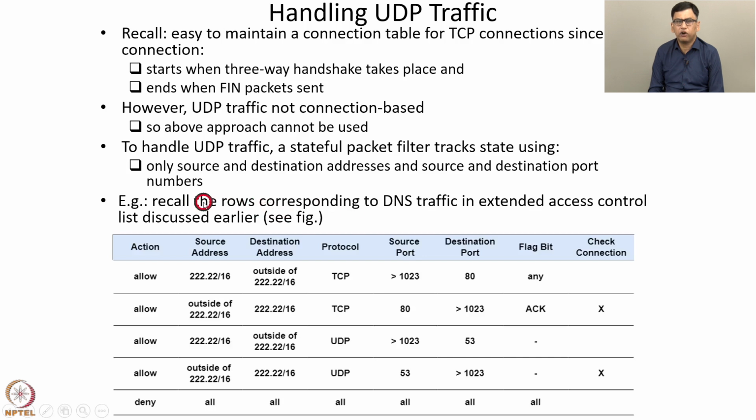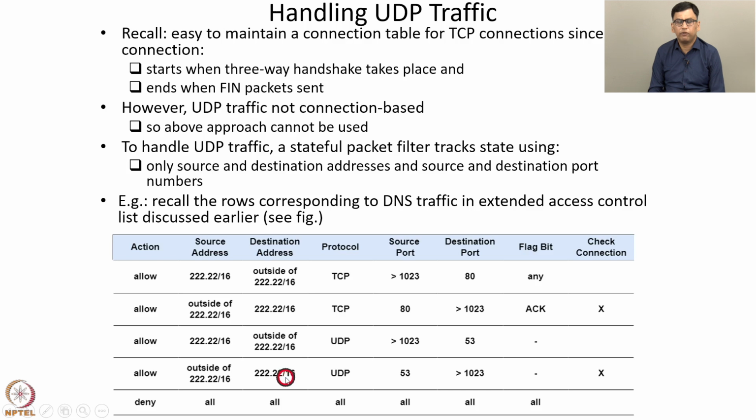So as an example, recall the rows corresponding to DNS traffic in the extended access control list discussed earlier. So these rows are the third and fourth rows. These correspond to DNS traffic. Now for this row, the table says check connection, and that can be checked as we just mentioned.